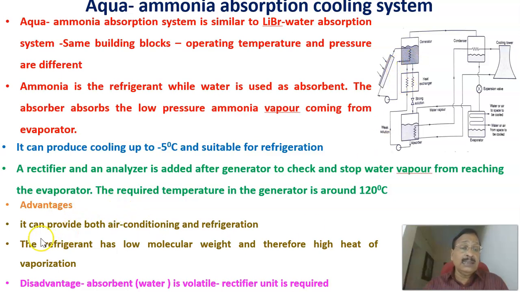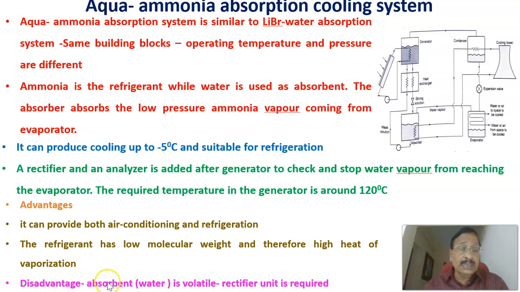The advantage is that it can provide both air conditioning as well as refrigeration, and the refrigerant has low molecular weight and therefore high heat of vaporization. These are the advantages of the aqua ammonia absorption cooling system compared to the lithium bromide water absorption cooling system.